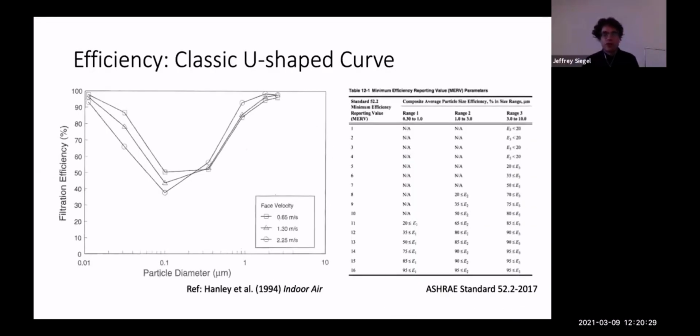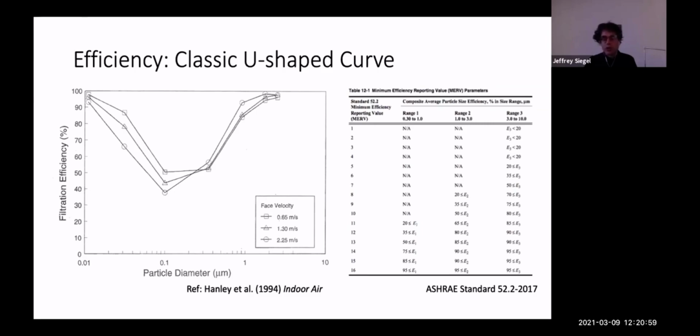Now let's talk about filters themselves. I think a common conception is that the smaller a particle is, the harder it is to filter. And that's not true. Most filters have what's usually called a U-shaped curve, like the one shown in the picture here. And you can see that particles in the range of about 0.1 to about 0.3 microns in diameter are the hardest to remove or have the lowest efficiency.